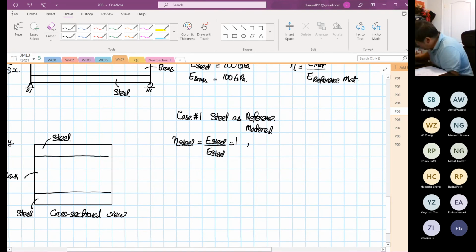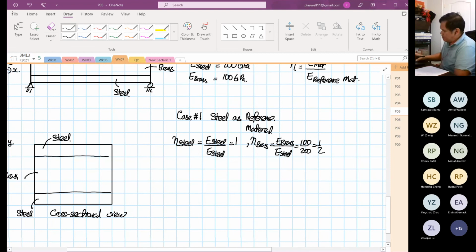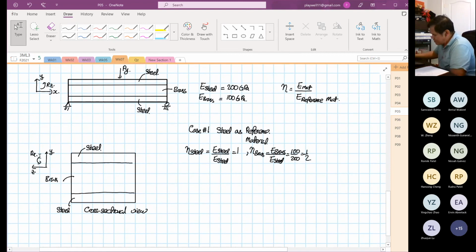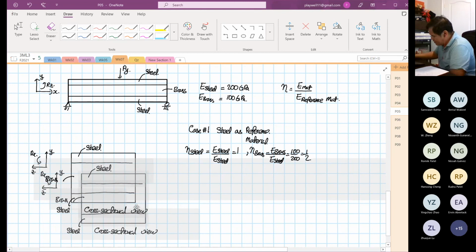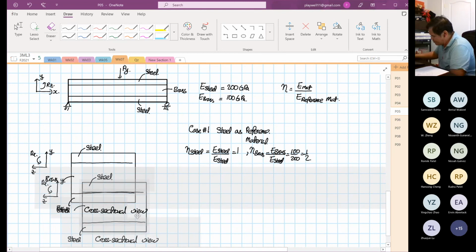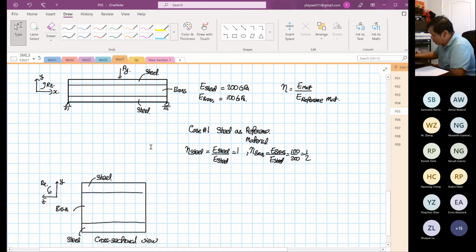However, N of brass now is equal to E of brass divided by E of steel. So this is equal to 100 divided by 200, which is equal to half. What does this actually mean? I believe some of you have done this calculation before, but physically, what does it mean?